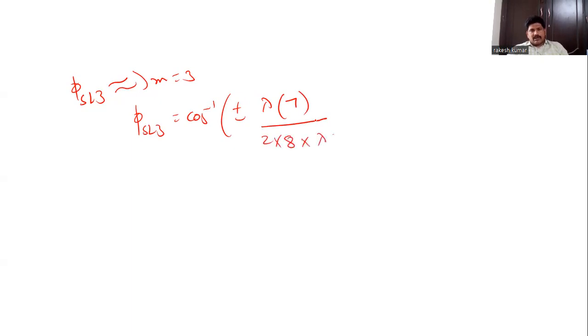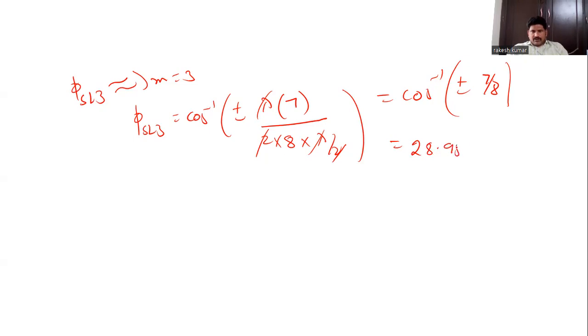Similarly, calculate phi SL3, for m is equal to 3. Therefore phi SL3 is equal to cos inverse of plus or minus lambda into 2m, here 2 into 3 is 6, plus 1 is 7, by 2 into n, which is 8, into d, which is lambda by 2. The 2 gets cancelled, lambda gets cancelled, so it is cos inverse of plus or minus 7 by 8. For positive it is 28.595 degrees and for negative it is 151.04 degrees.